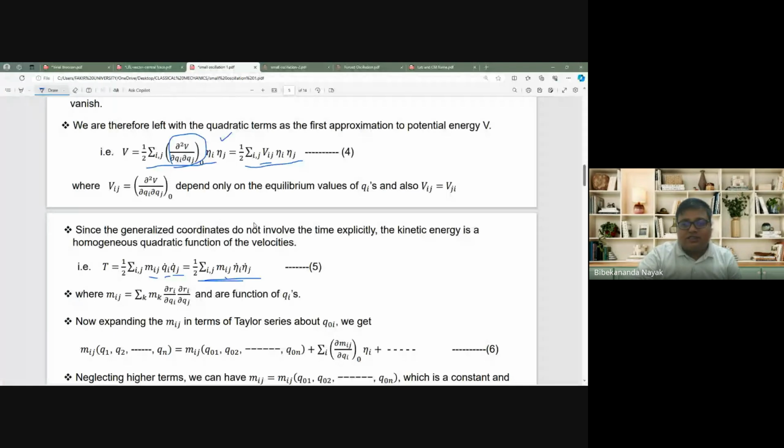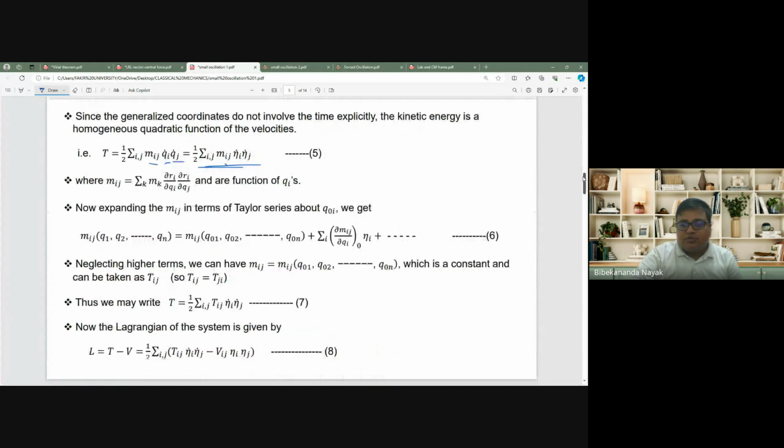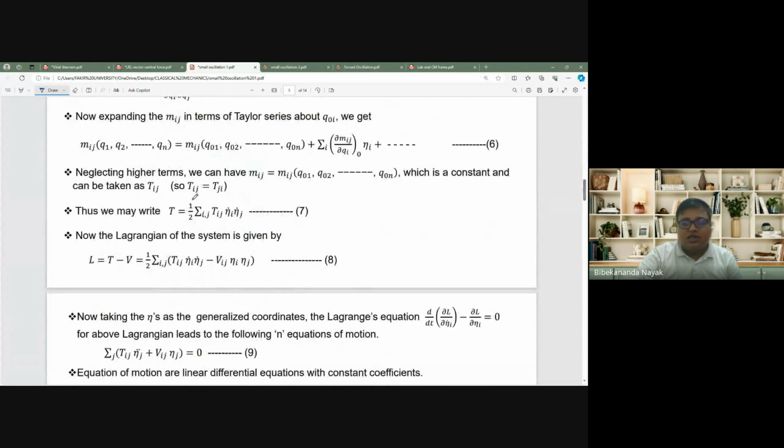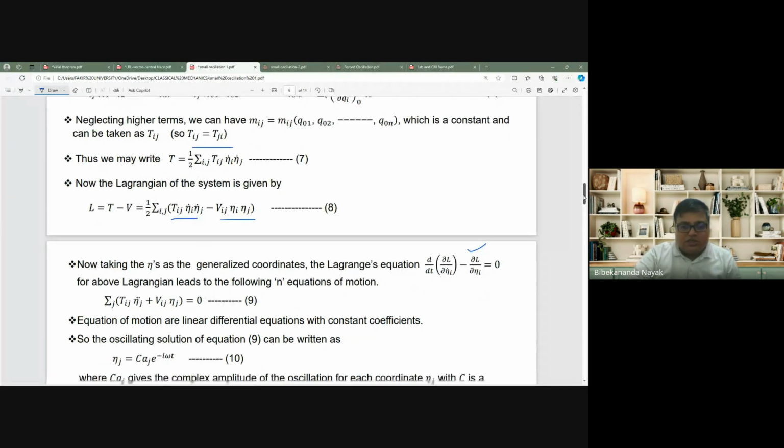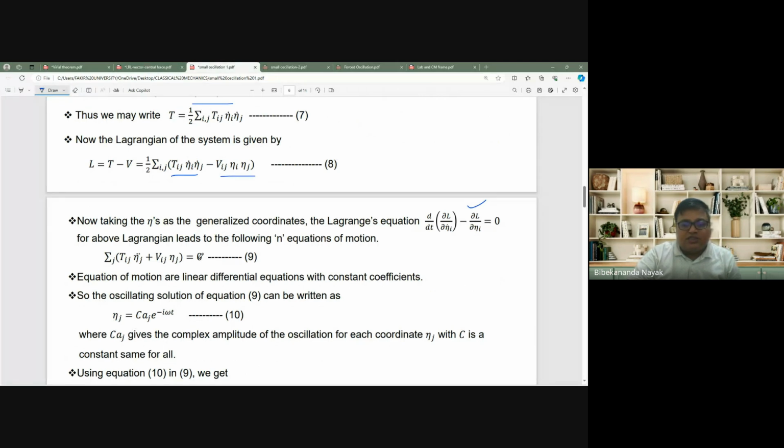And V_ij and T_ij are symmetric. If you change i and j, it does not change. Similarly, M_ij, M_ji. Symmetry on change of i and j: T_ij is equal to T_ji, V_ij is equal to V_ji. So the Lagrangian becomes T minus V: half sum over i, j of T_ij eta_i dot eta_j dot minus V_ij eta_i eta_j. What is the Lagrange equation? Using d by dt of del L by del eta_i dot minus del L by del eta_i, you get the Lagrange equation T_ij eta_j double dot plus V_ij eta_j is equal to 0. From this Lagrangian, you get this equation.